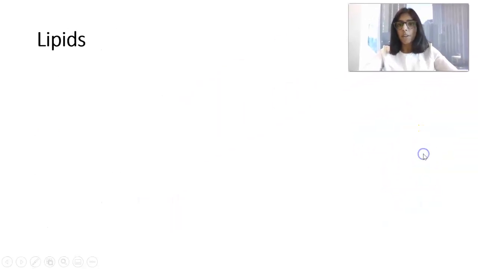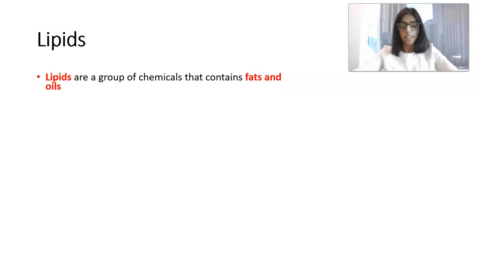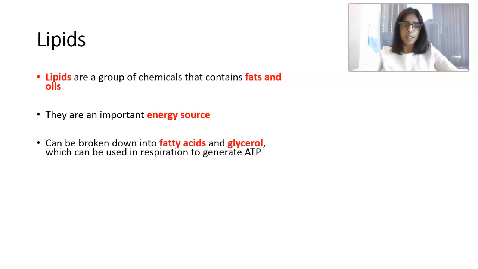Alright, so we've talked about carbohydrates. That's our main energy store. We then go on to look at lipids. Now, lipids are a group of chemicals that contain fats and oils, and again, they have a very important job in the body. They are also an energy source. Lipids contain twice as much energy as carbohydrates, so they're very valuable to us, although we use them for other things as well as energy.